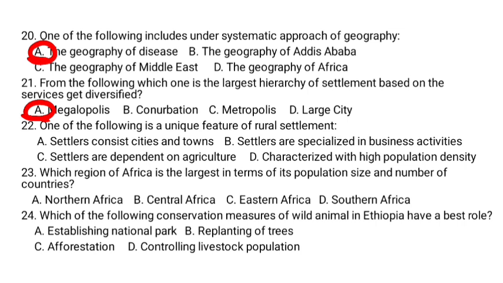Question number 22. A. Settlement consists of cities and towns. This is urban settlement. B. Settlers are specialized in business activities. This is also a characteristic of urban settlement. C. Settlers are dependent on agriculture. This is a type of rural settlement. While D. Characterized with high population density, this is also urban settlement. So C is the correct answer, which is a unique feature of rural settlement.